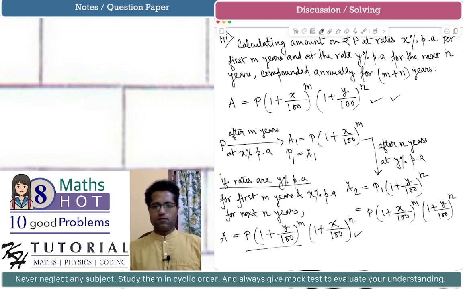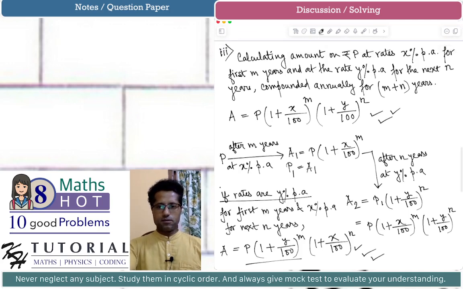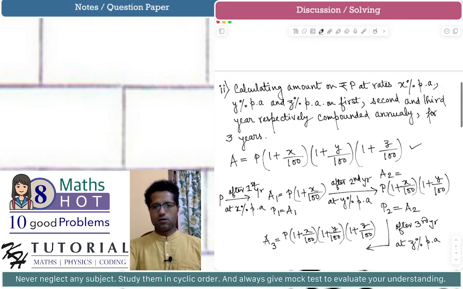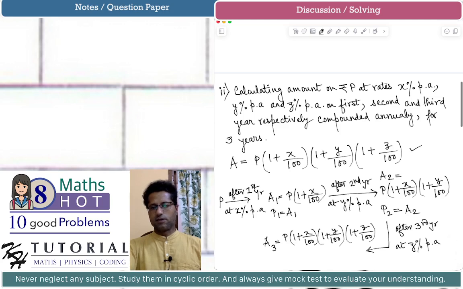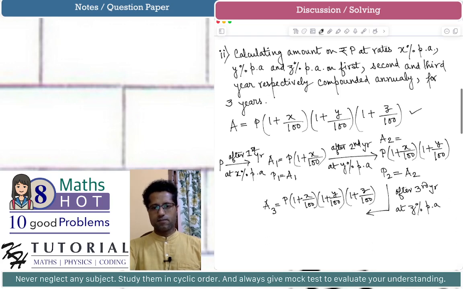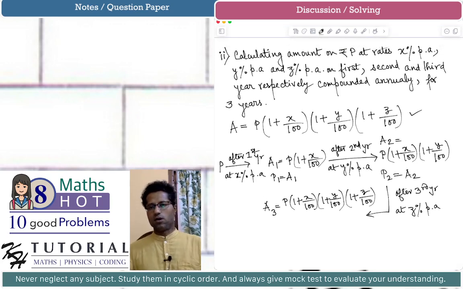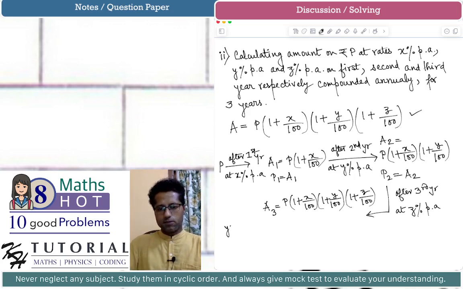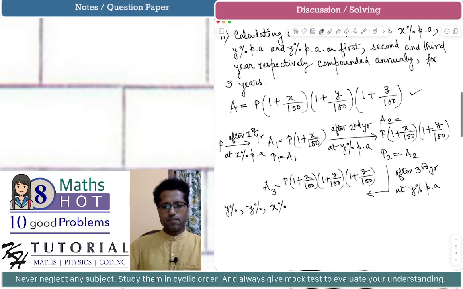The formula will not be the same because, as you can see, for this we have 1 plus x by 100 to the power m, but for this we have 1 plus x by 100 to the power n. These two are different. Whereas in the first two cases, if we change the order of the rates, the result is the same. For case 2, let's say the rates were y% for the first year, then z% for the second year and x% for the third year.